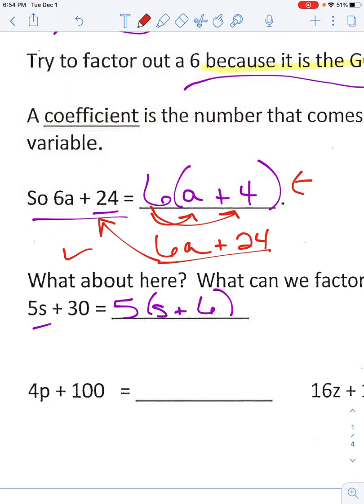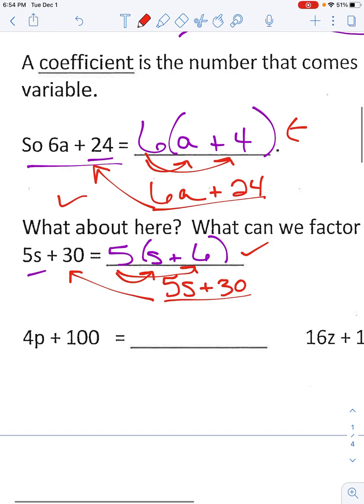And then I want us to make sure it makes sense. 5 times s is 5s. 5 times a positive 6 is a positive 30. This answer matches the original answer, so I know that I factored it correctly.